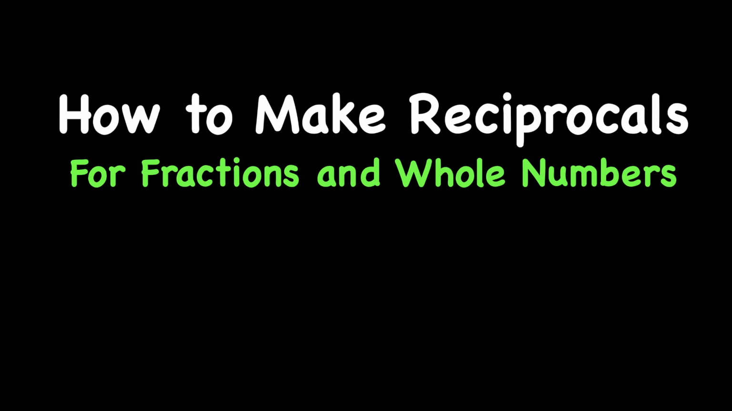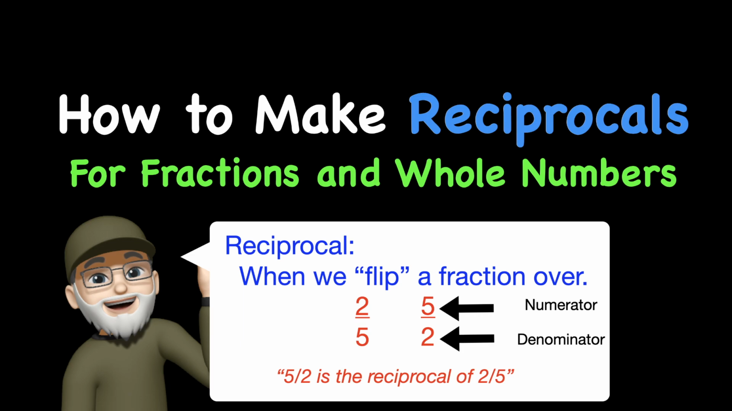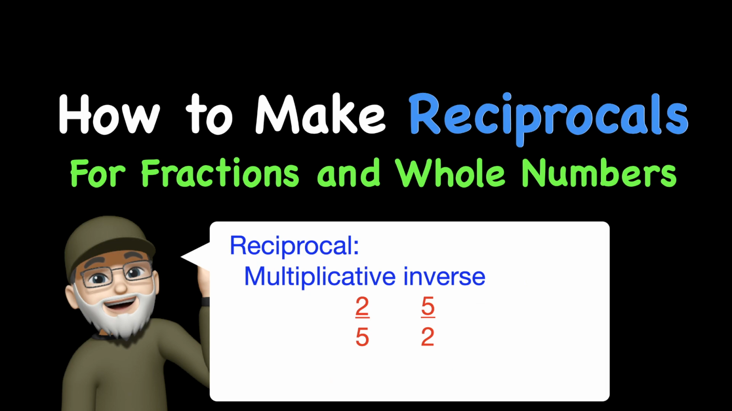Today's lesson is how to make reciprocals for fractions and whole numbers. So what is a reciprocal? A reciprocal is when we flip a fraction over. For example, 2/5, if we take that and invert it or flip it over, we would get 5/2, and that's a reciprocal. What we did is we took the numerator and put it on the bottom, and then take the denominator of the original fraction and put that on the top. What we get is 5/2 is the reciprocal of the original fraction, 2/5.